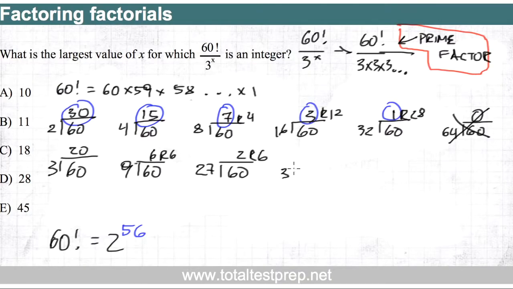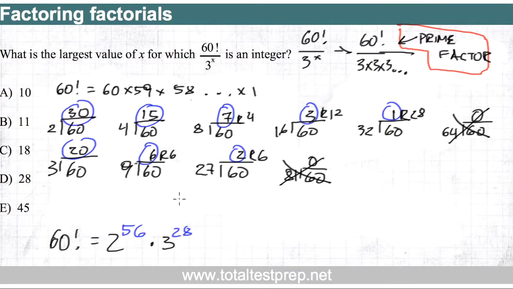Then we have 3 to the 4th. How many times does 3 to the 4th go into 60? Well, 3 to the 4th is 81. 81 does not go into 60, it goes into it 0 times, and so we stop there. We then add the quotients, 20, 6, and 2, and we can see that 60 factorial then has 20 plus 6 plus 2, it has 28 3's.